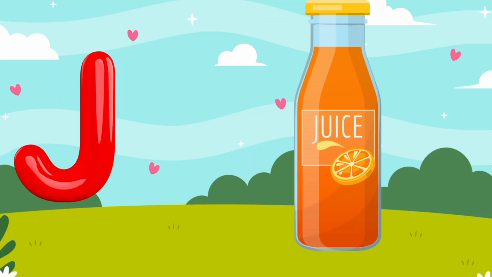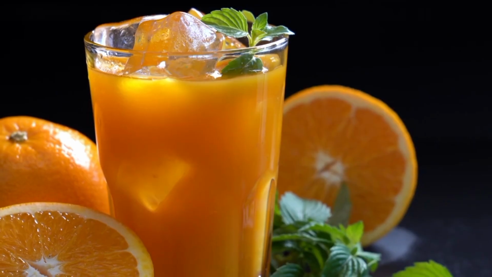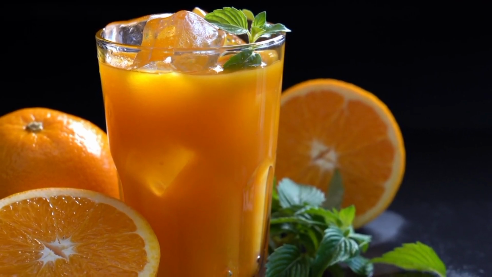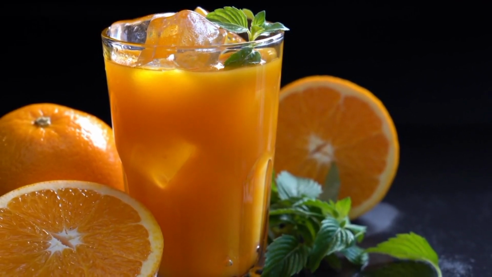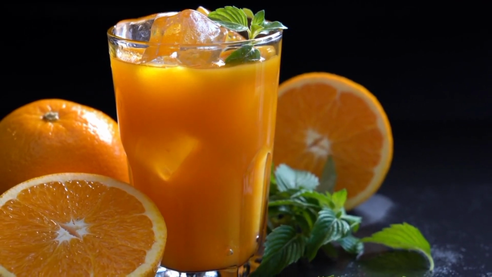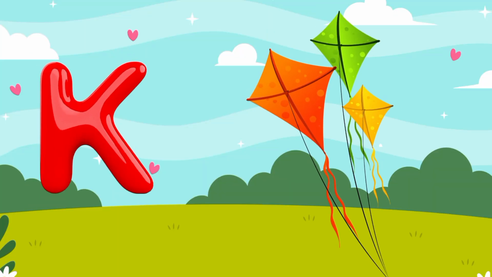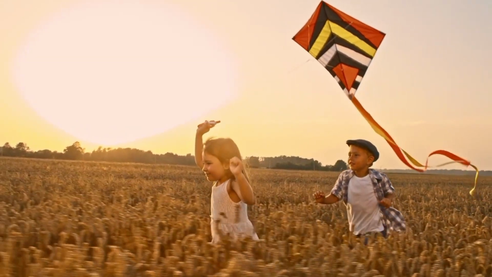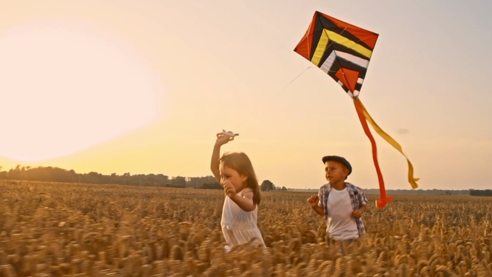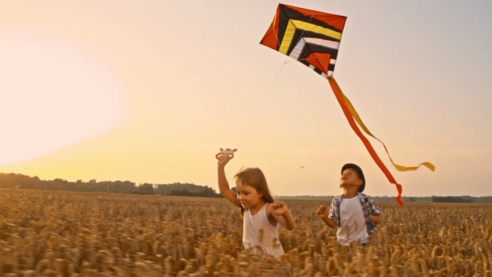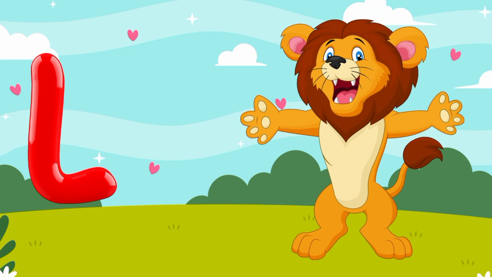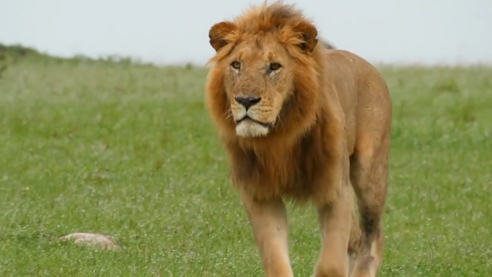J is for juice. Juice. K is for kite. Kite. L is for lion. Lion.